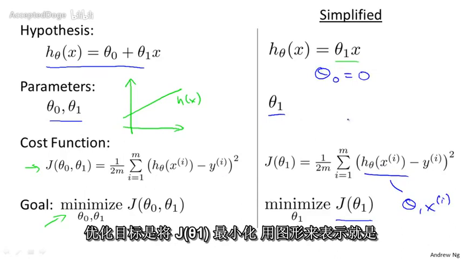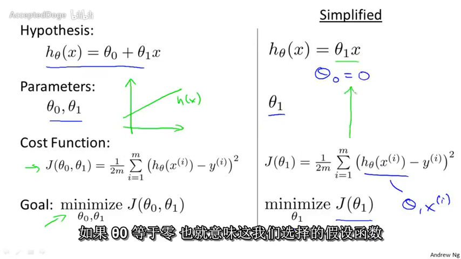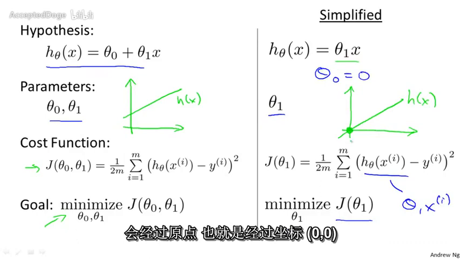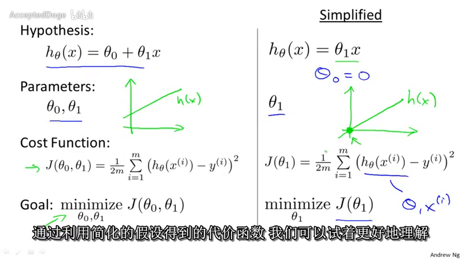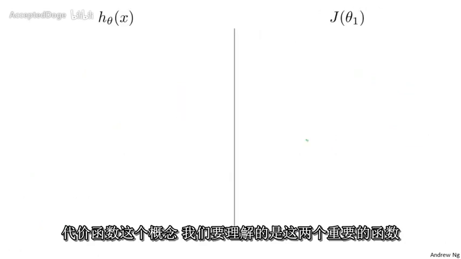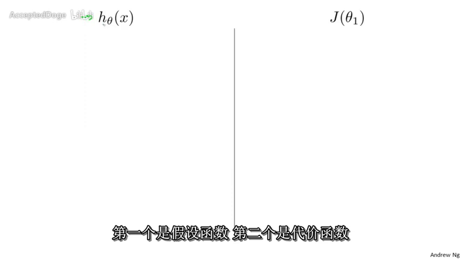In pictures, what this means is that if theta 0 equals 0, that corresponds to choosing only hypothesis functions that pass through the origin, the point 0, 0 over there. Using the simplified definition of a hypothesis and cost function, let's try to understand the cost function concept better. It turns out there are two key functions we want to understand. The first is the hypothesis function, and the second is the cost function.